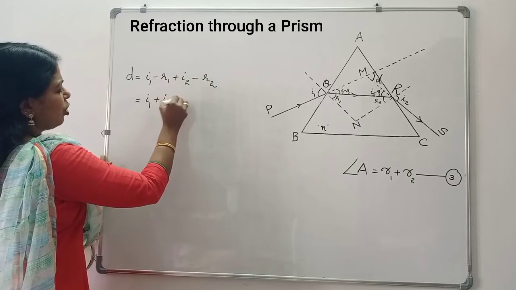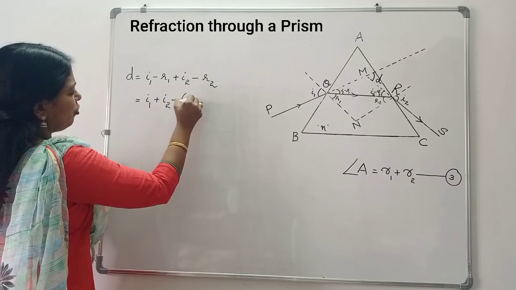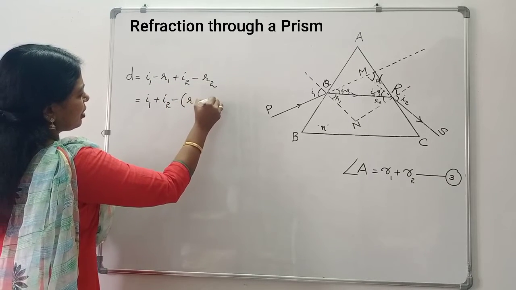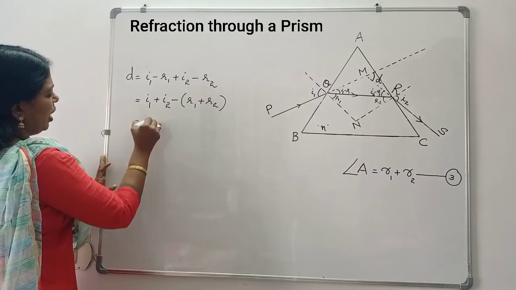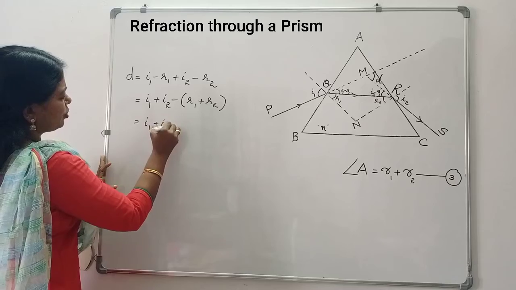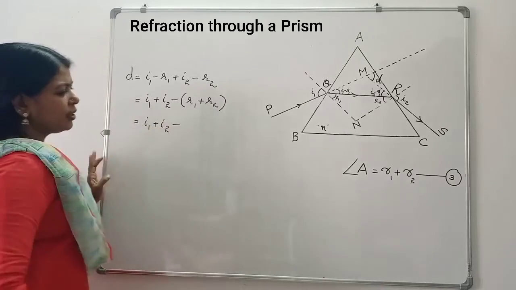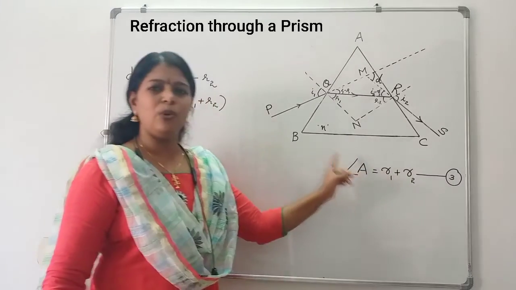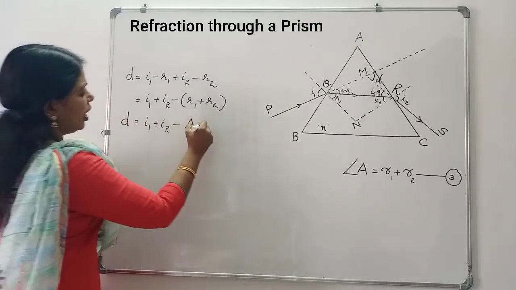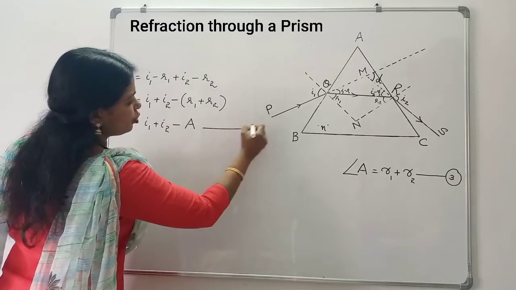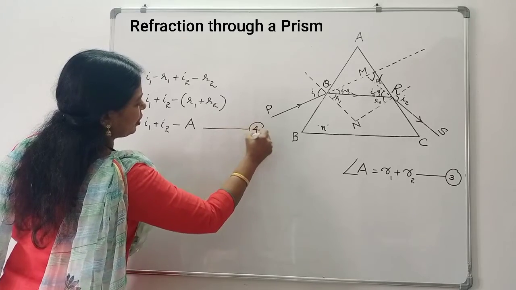taking minus common, minus of R1 plus R2, is equal to I1 plus I2 minus, what is R1 plus R2? A. D is equal to I1 plus I2 minus A.